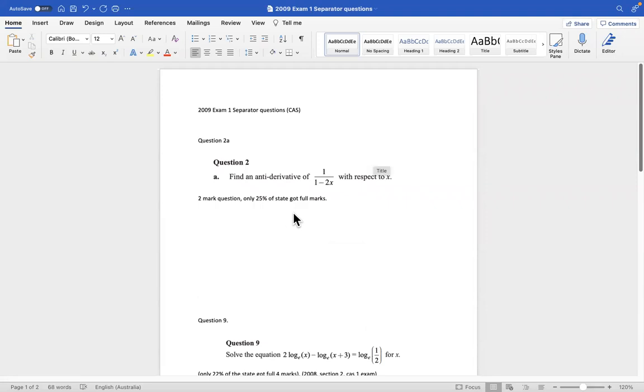2009 exam separator questions. All right, so to begin with, we need to find the derivative for question 2a. And this question, only 25% of the state got full marks. So here's how to do it.